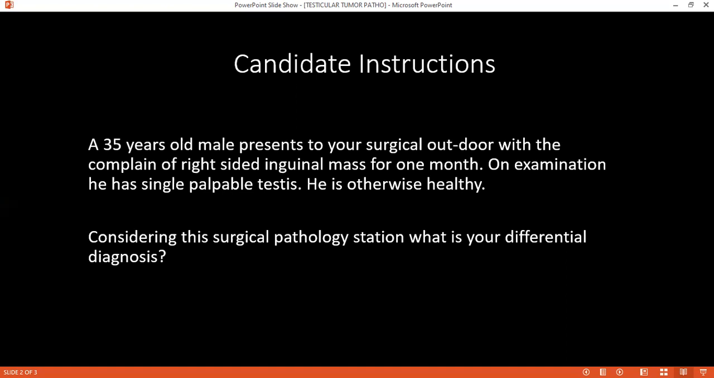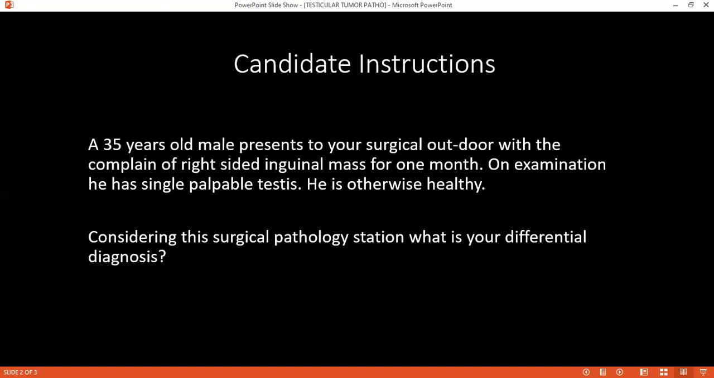Cryptorchidism means a complete or partial failure of descent of the intra-abdominal testis into the scrotum. It is associated with increased risk of cancer and testicular dysfunction. What are the causes of this condition? Family history, premature or low birth weight baby, raised intra-abdominal pressure, or Down syndrome.